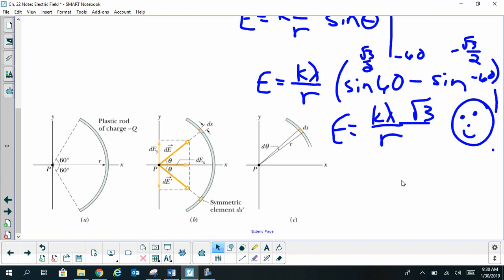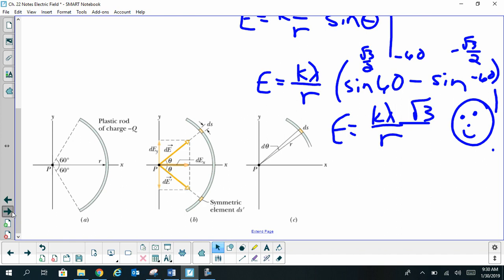Okay? Big sigh. We are almost done. I know you thought we were done, but we were almost done. Not quite. If we think back, we really need to be writing this in terms of our original charge, not our charge density. So we just need to basically substitute back in for our charge density so that we get our electric field in terms of Q instead of lambda, instead of our charge density.